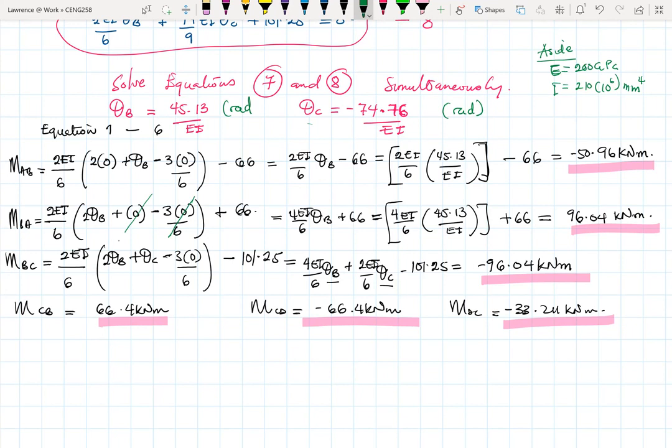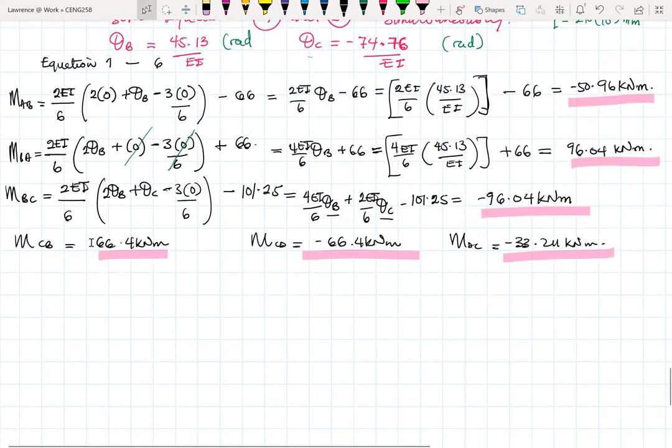So from here, we can easily find our reactions. Finding our reactions is just like how we found the reactions when we were looking at the three moments equations. We now know our end moments, so we can find reactions by looking at span by span. Let's say we take span A.